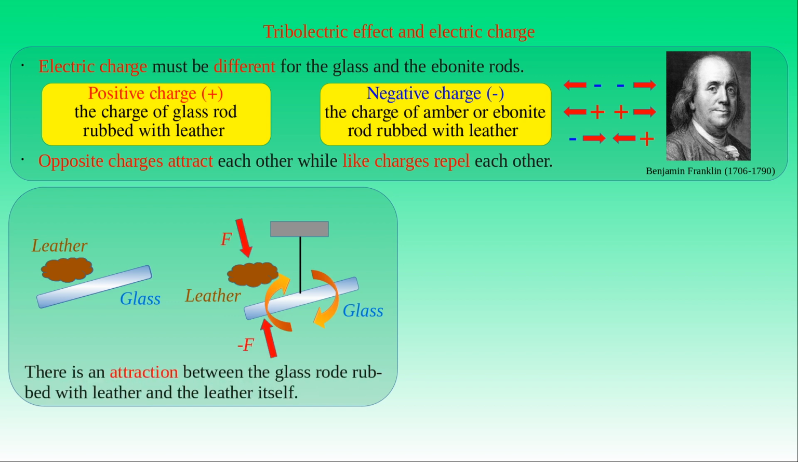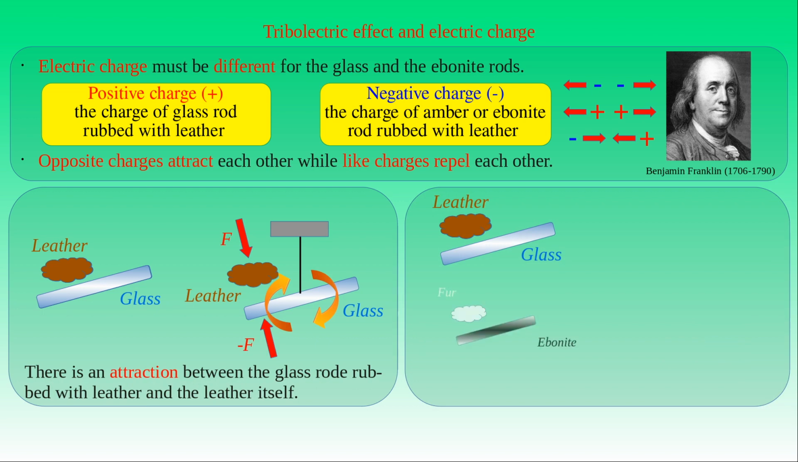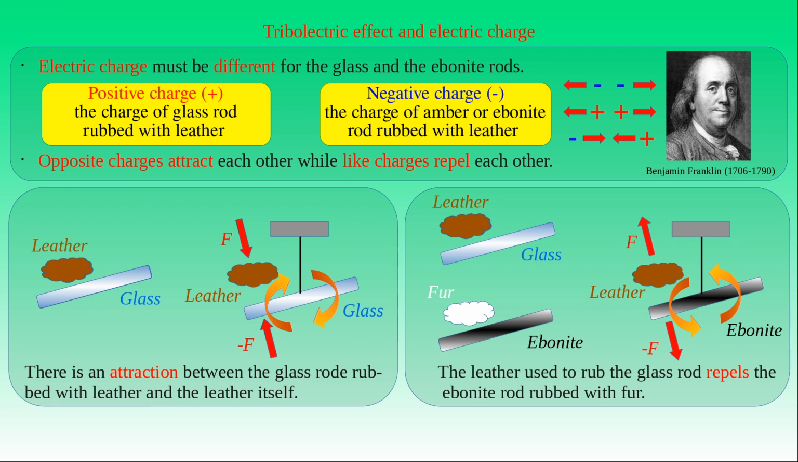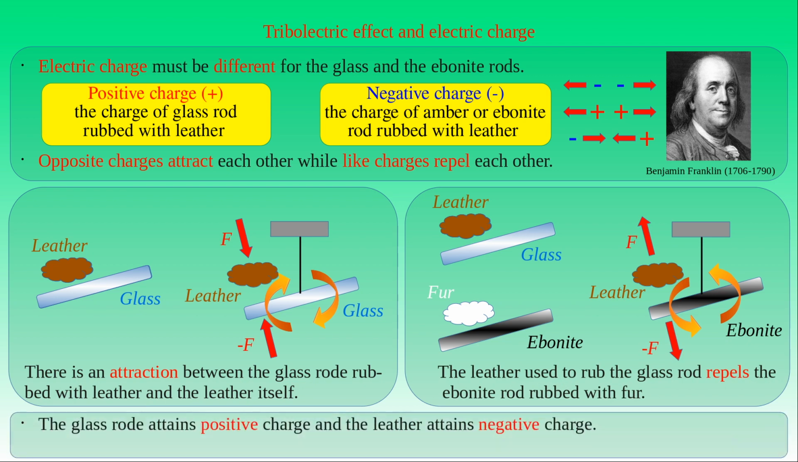Now we can rub the glass rod with leather again and rub an ebonite rod with wool. If we suspend the charged ebonite rod through the string and bring the leather near the rod, then the ebonite rod turns in the direction opposite to the leather, that is, they repel each other. We can conclude from these results that the glass rod attains positive charge and the leather attains negative charge when they are rubbed against each other.